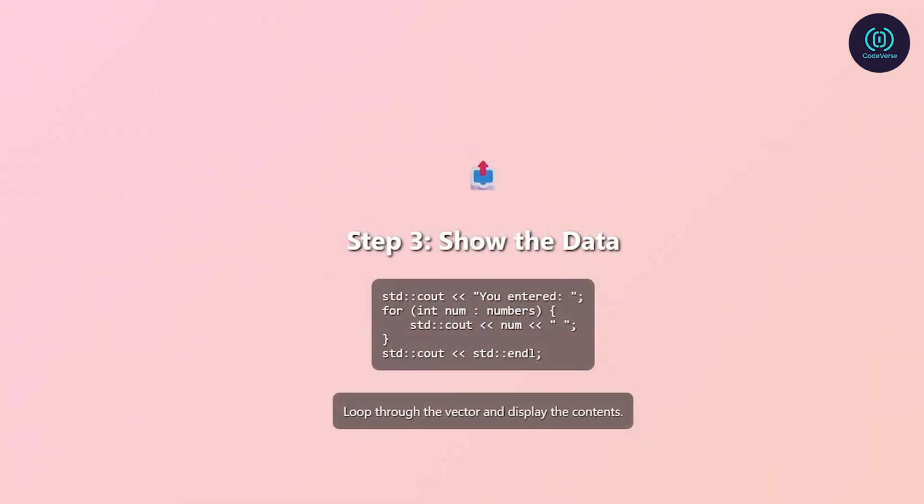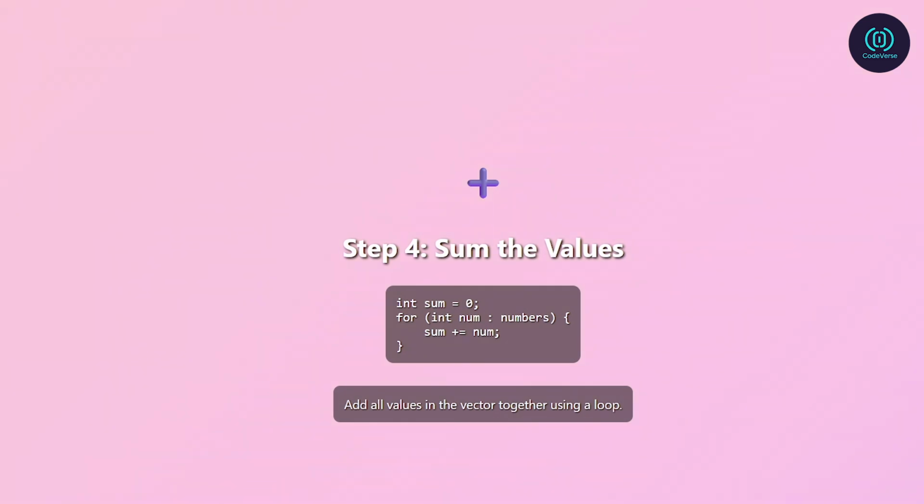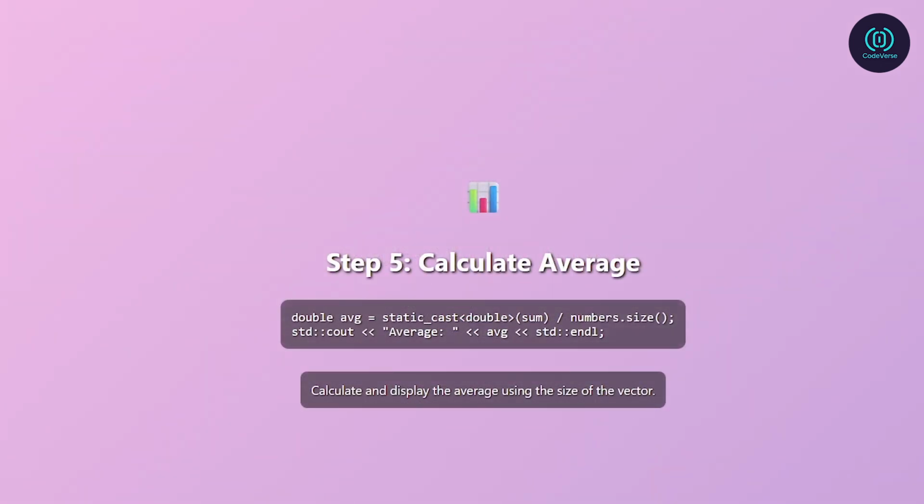Now, let's display the contents of the vector: std::cout "You entered:", for (int number : numbers), std::cout number, std::cout std::endl. Finally, we'll compute the average. Int sum = 0, for (int number : numbers), sum += number. Double average = static_cast<double>(sum) / numbers.size(), std::cout "Average:", average, std::endl.